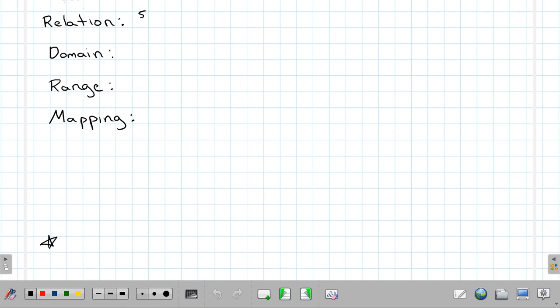So a relation, once again, is a set, meaning brace, and then what's inside are ordered pairs. So we have -2, 4, comma, and then we have another ordered pair, -1, 4. Another ordered pair, 0, 6. We have another ordered pair, 1, 8. And we have another ordered pair, 2, 8. And then we close the brace.